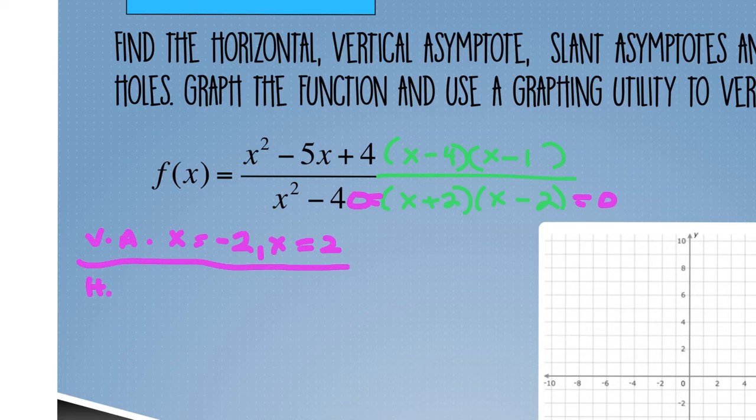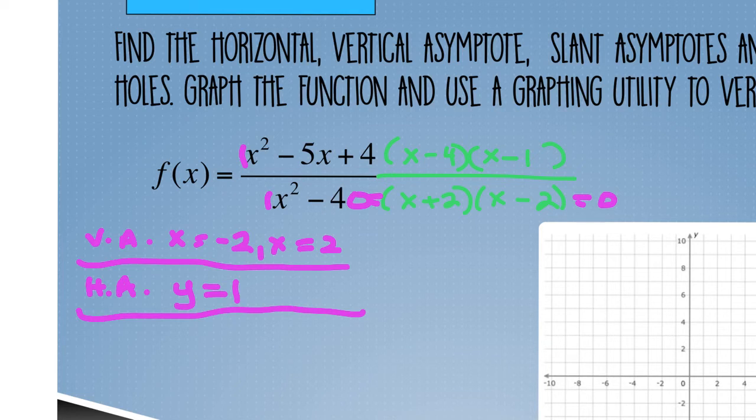Then I go to horizontal asymptotes. So what's the degree of the numerator? 2. Degree of the denominator? 2. They're the same, so we use the leading coefficients, right? The leading coefficient is the one in front of the highest exponent. In both cases, they're 1. So my horizontal asymptote is y equals 1.